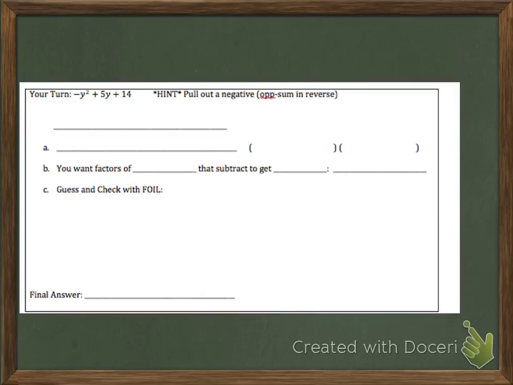Okay, now we've got this labeled as your term, and I'm going to help lead you through it here. This is a little bit different. We want to pull out a negative. We've got that opposite sum in reverse because we don't have that positive 1 coefficient as the first term, and having that positive 1 is best for factoring. So I would take the value of negative 1, and that's going to change the sign of everything else.